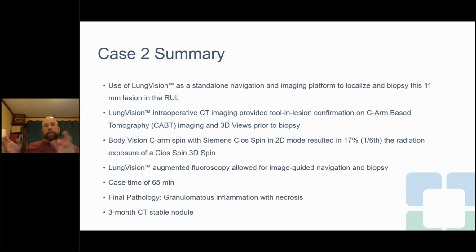A reasonable case time. We had to do a couple repositionings with this one because the airway wasn't quite lined up, but 65 minutes was the time. And we saw granulomatous inflammation with necrosis. And in this patient, we have a 3-month follow-up CT scan as well that shows that nodule is stable.